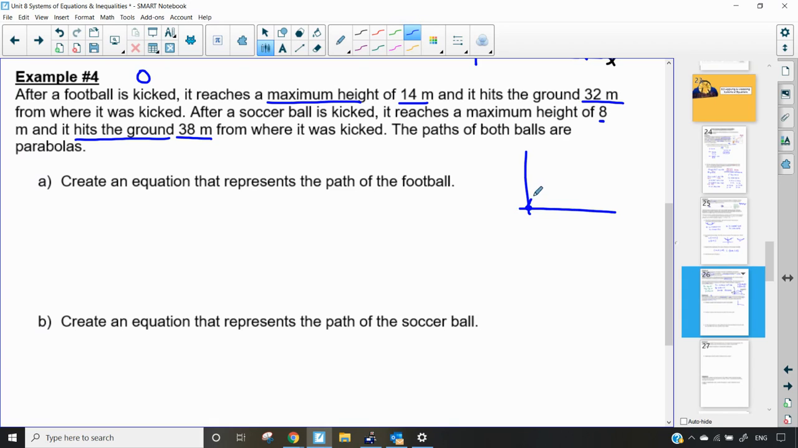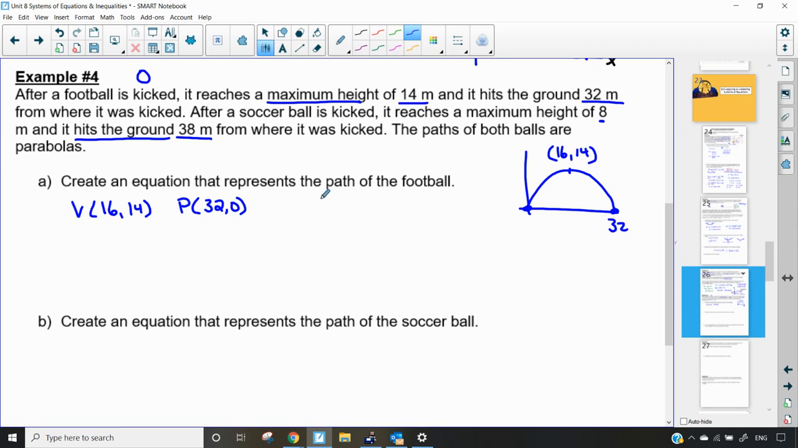But we're going to start at 0, and that ball is going to get kicked in the air and it's going to come down. And so 32 meters from where it was kicked, it's going to hit the ground. The height of the vertex is happening at 14 meters. And so halfway between 0 and 32 is going to be 16. So our vertex is going to be 16, 14, and we have a point at 32, 0. Because we don't know that the ball is actually being kicked from a height of 0, we cannot assume that our point is at 0, 0.